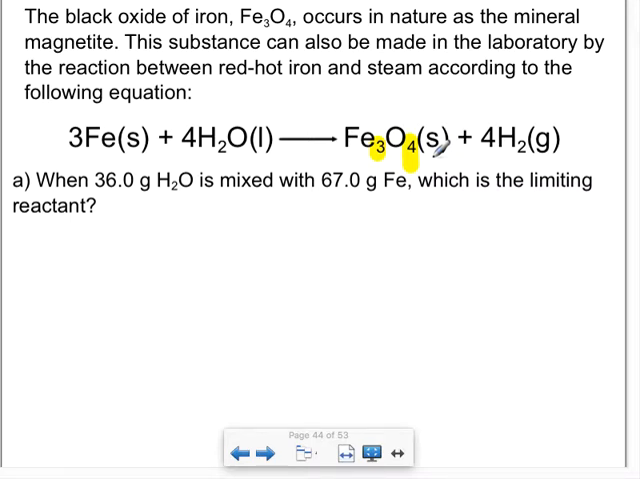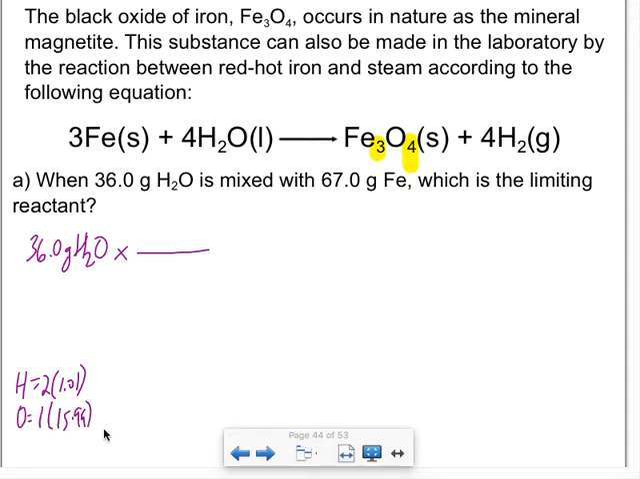Well, we can do a comparison. The first step is to choose a reactant. Let's start with water because it's listed first: 36 grams of H2O. I need to get to moles of water so I can use the mole ratio. To figure out the molar mass of water, 2 hydrogens at 1.01 and 1 oxygen at 15.99, I add them up and get 18.01. So 18.01 grams of H2O is equivalent to 1 mole of H2O.